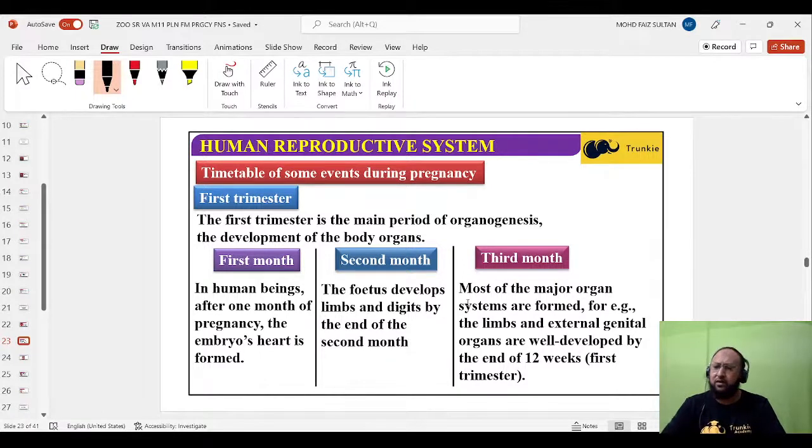Although it can be known by ultrasonography, there should not be any kind of differentiation, and no one should try to know the sex of the growing fetus that is in the womb of the mother.